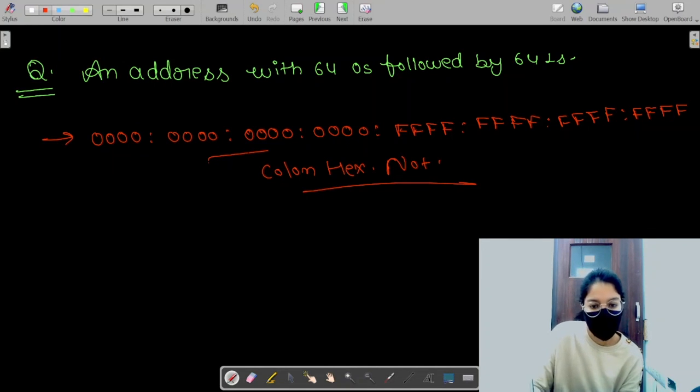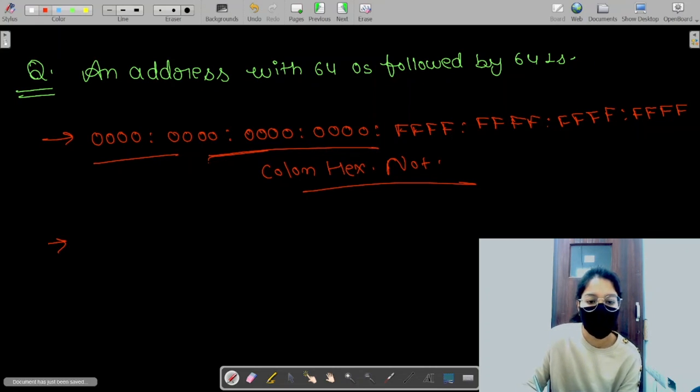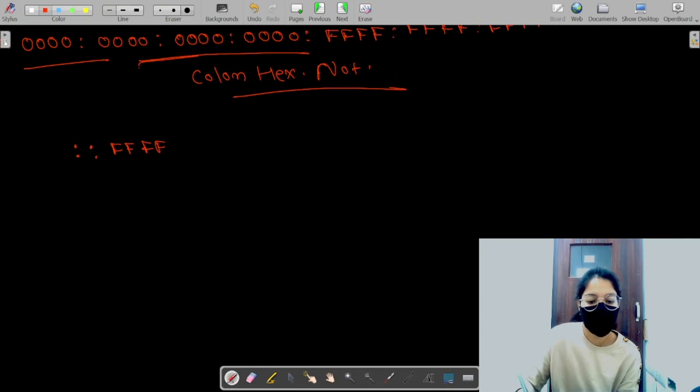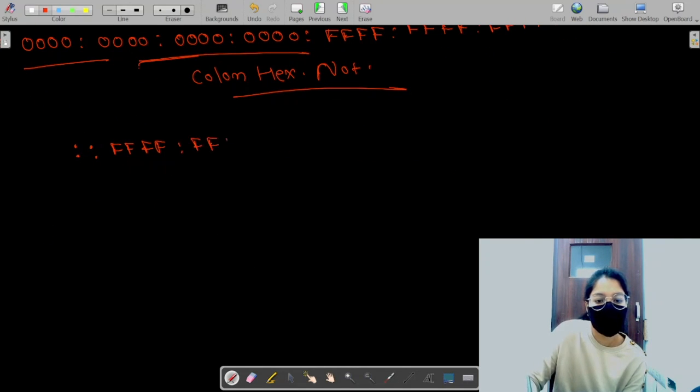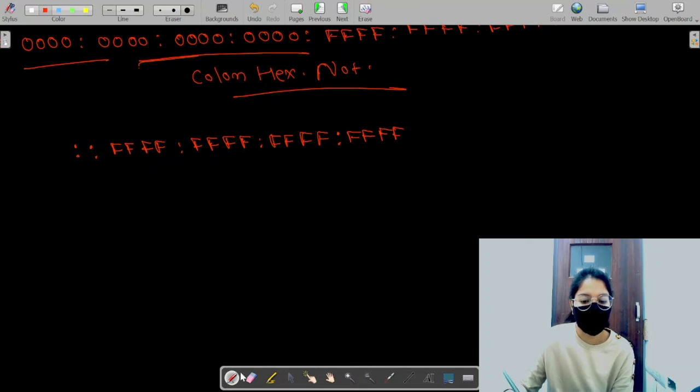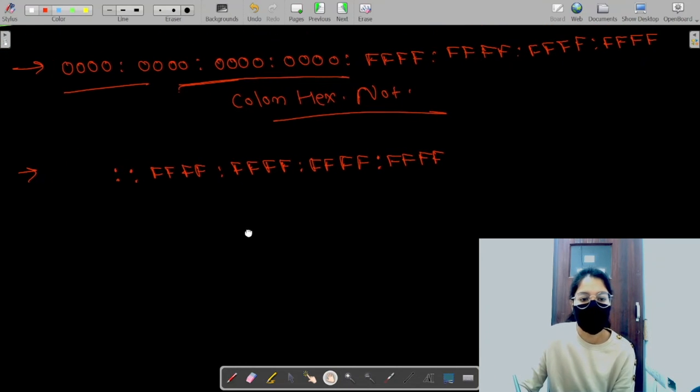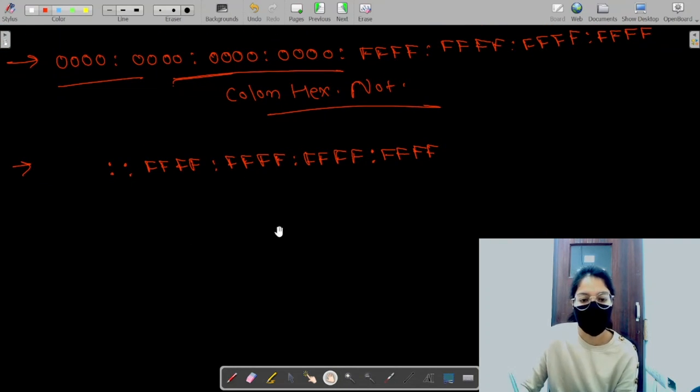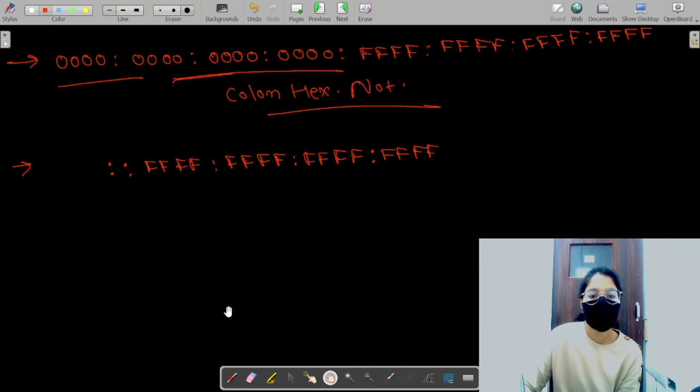Okay. So colon hexadecimal. Now here we have zeros, so we can use zero compression also. How will we use it? We will use it like this: double colon, then FFFF. We have seen how we use zero compression. Okay, so it's easy. So we can use it like this. Okay. So I hope you understand all the notations, how we classify our addresses in notations. Okay, now we will move on to the next topic.